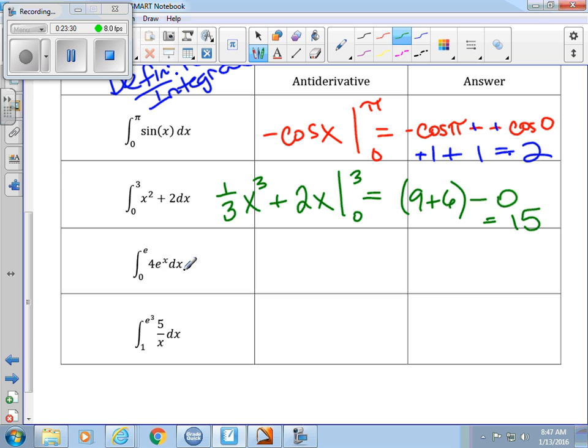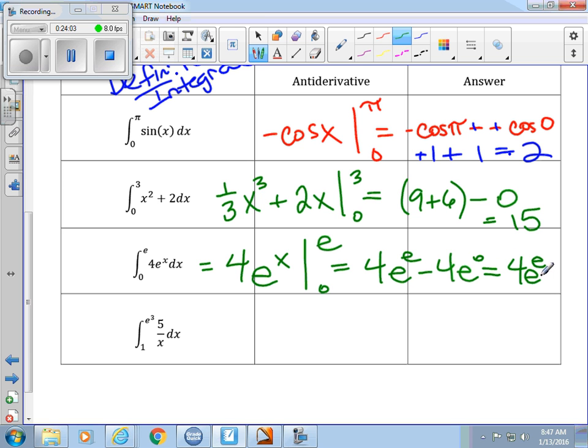Okay, the next one. What is the antiderivative of e to the x? And remember, constants just hang out. So 4e to the x, that's a property of integrals, from 0 to e. Is that what that says? Yeah, 0 to e. 4e to the e minus 4e to the 0. What's anything to the 0 power? 1. So this is 4e to the e minus 4. That's nasty, but that's the exact area.